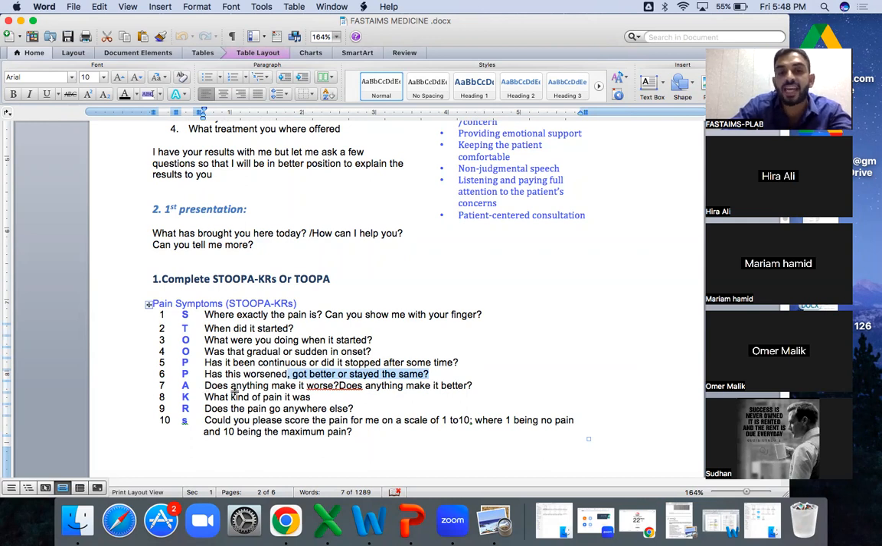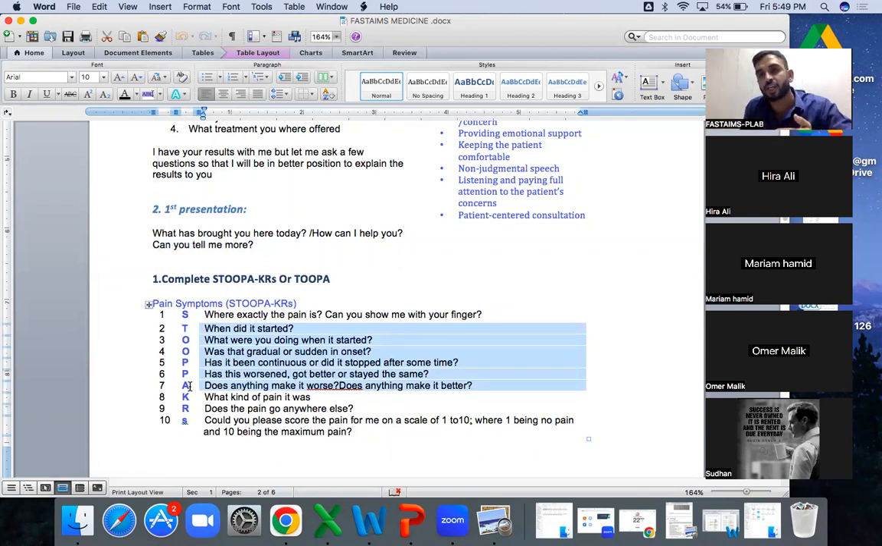Similarly, does anything make it worse or anything make it better? You can ask two questions separately, but I have put them together as one, that is A. I have made them this way because when you are going to ask about a pain symptom, these are going to be the questions. However, whenever there is a non-pain symptom, you are going to ask only TOOPA, TOOPA, because the mnemonic is the same, the sequence is the same.